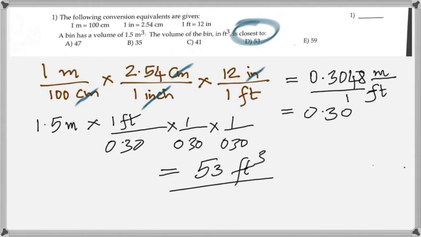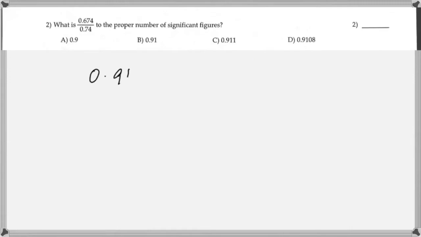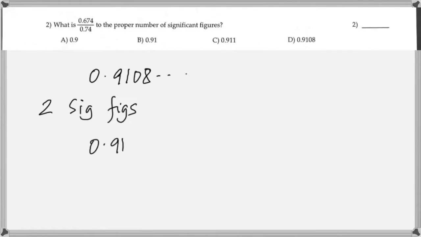So that's how we get to the answer. Simple conversion there. And here, when you divide two numbers, the answer should have the lower number of significant figures, which is 2 in 0.74. So that's why that's the answer.